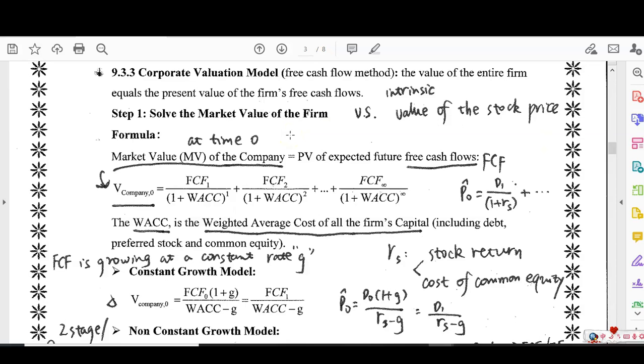Then we remove the debt and preferred stock part, so we have the equity value. Then we divide by the number of shares, so we have the value per share, which is the stock price. So here we're solving for the stock price indirectly.